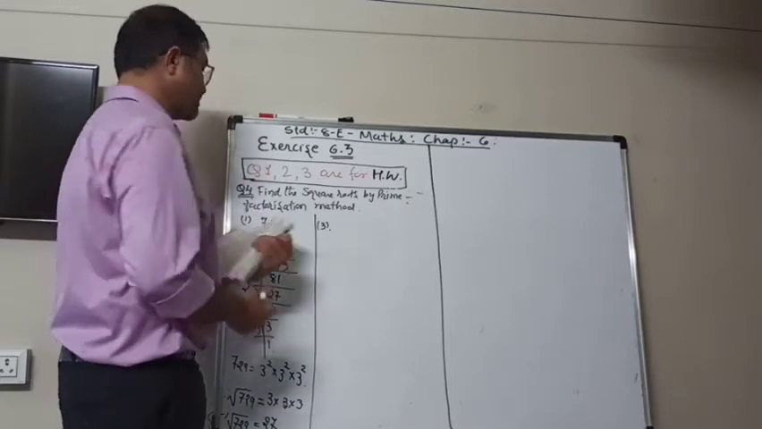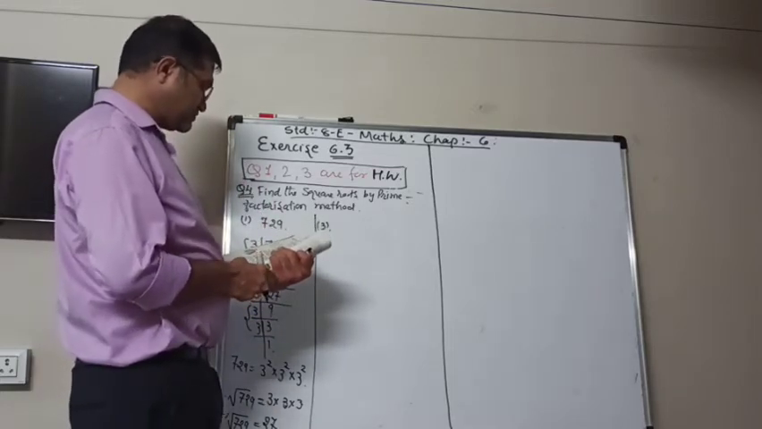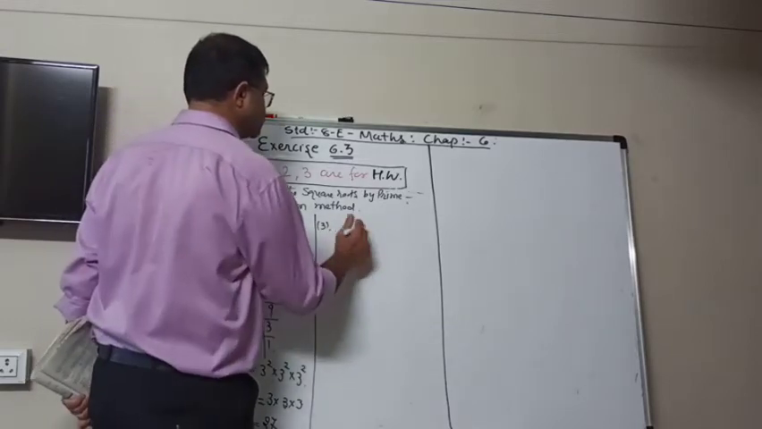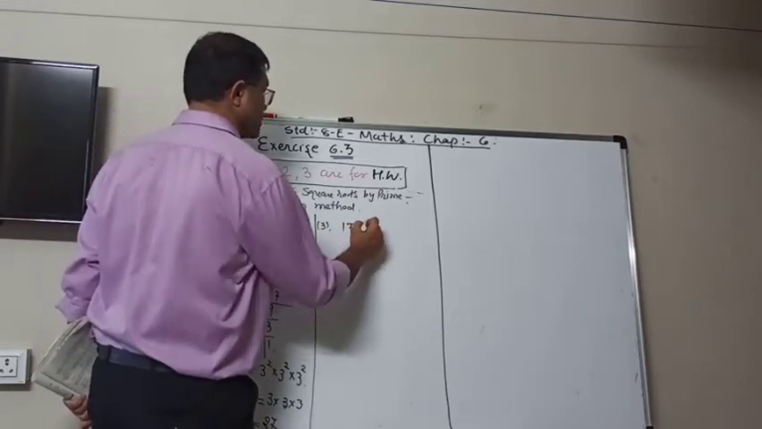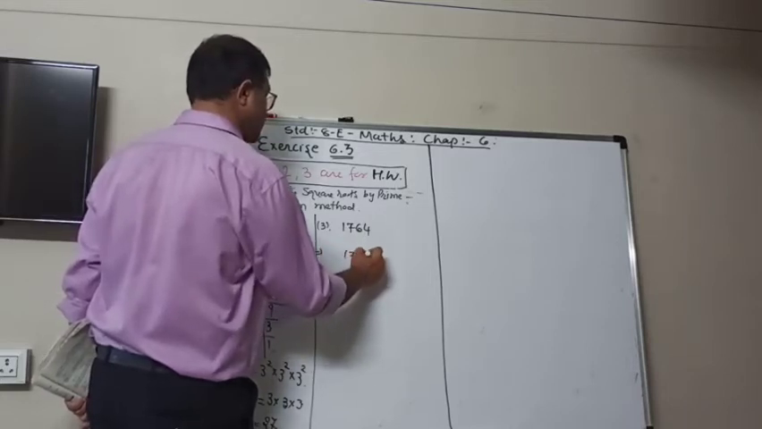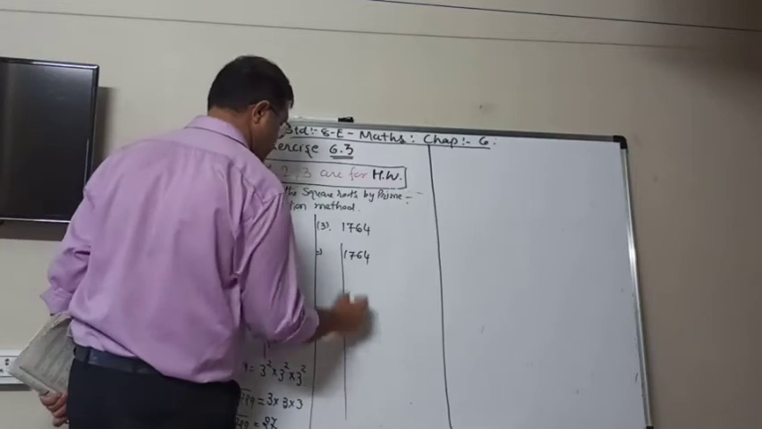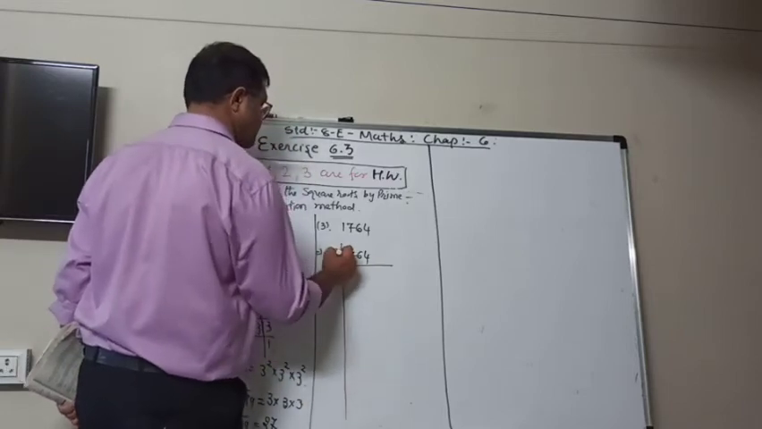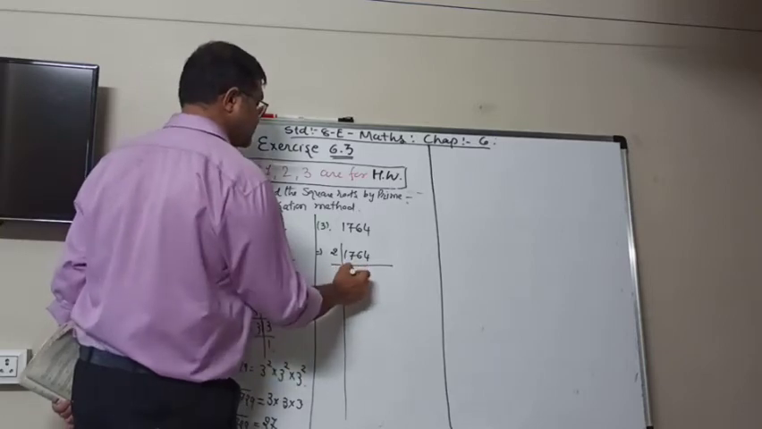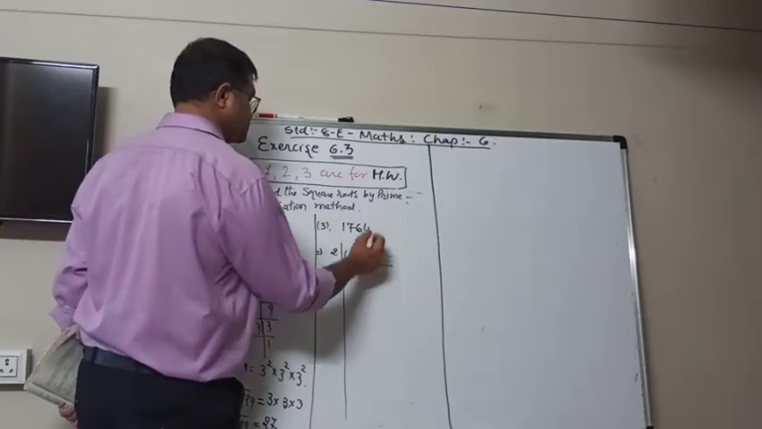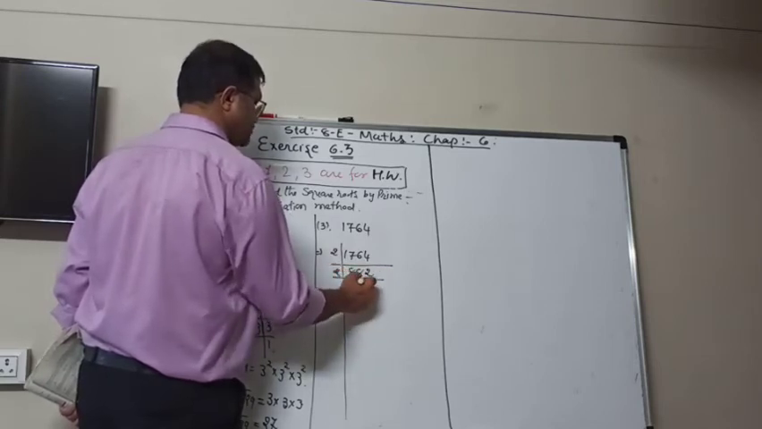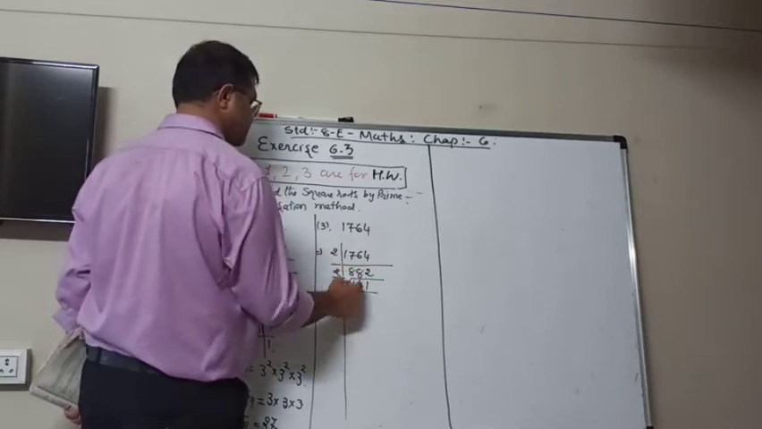Let's take the third example. The second you can do yourself, very simple. The third is 1764. So now for 1764 we have to find the prime factorization. Obviously, it is an even number. 2 8s are 16, 1 remaining, 2 8s are 16, 2 2s are 4, 2 4s are 8, 2 1s are 2.